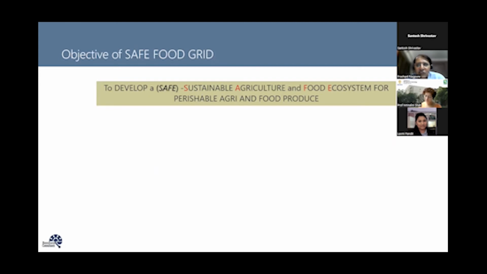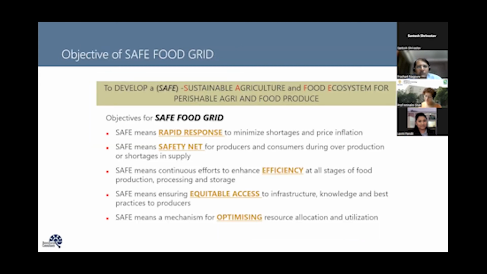So what was the objective of this study? The objective of this study was to develop something called SAFE, which is a sustainable agriculture and food ecosystem for perishable agri and food produce.